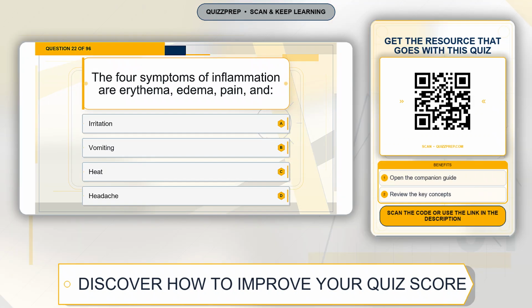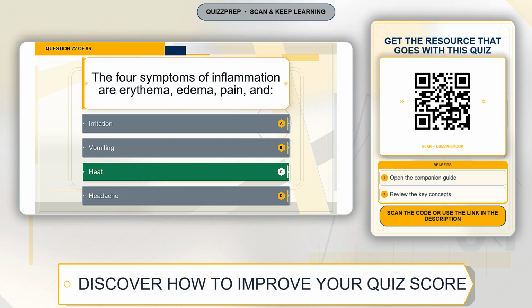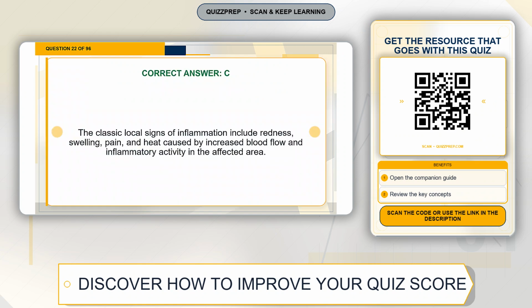Question 22. The 4 symptoms of inflammation are erythema, edema, pain, and Option A, irritation. Option B, vomiting. Option C, heat. Option D, headache. The correct answer is option C, heat. Explanation. The classic local signs of inflammation include redness, swelling, pain, and heat caused by increased blood flow and inflammatory activity in the affected area.